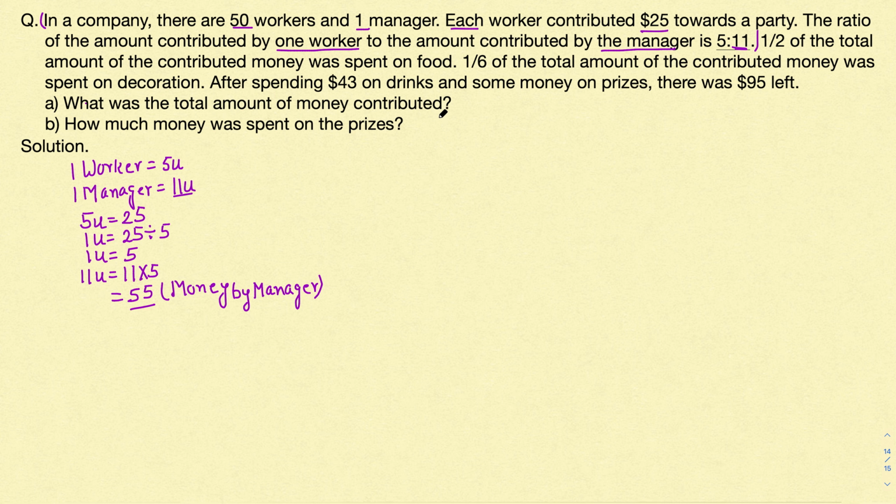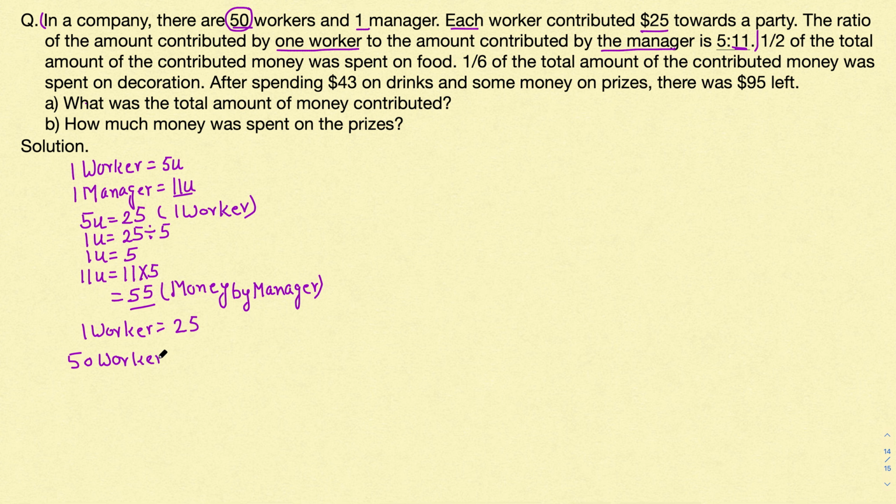So obviously the total amount of money contributed is what is contributed by 50 workers, plus the amount contributed by the manager. We already know how much is contributed by the manager, and we know the amount contributed by one worker, right? So it's $25. From here we can calculate the amount contributed by 50 workers. One worker has contributed $25, so how much will be contributed by 50 workers?